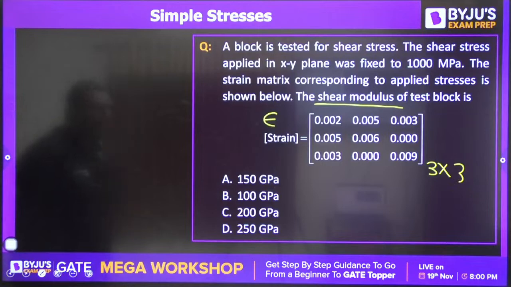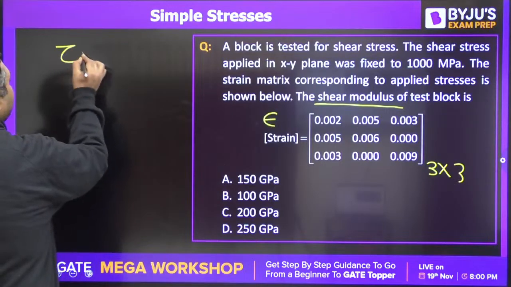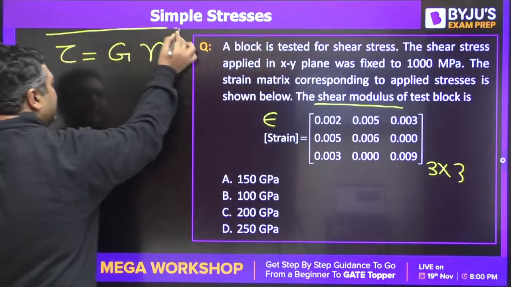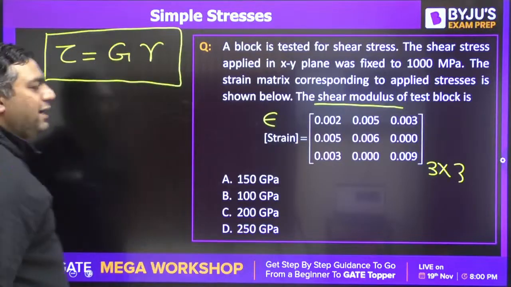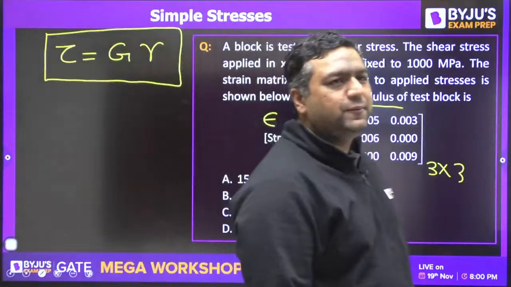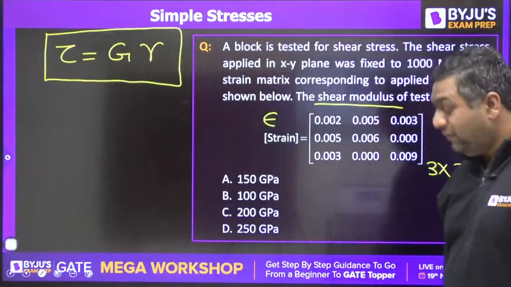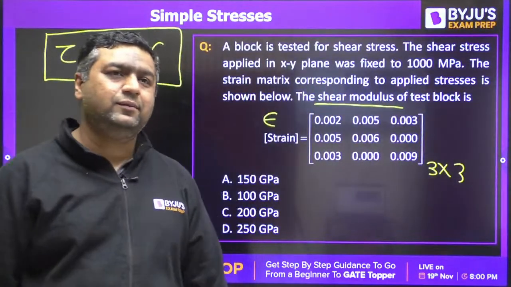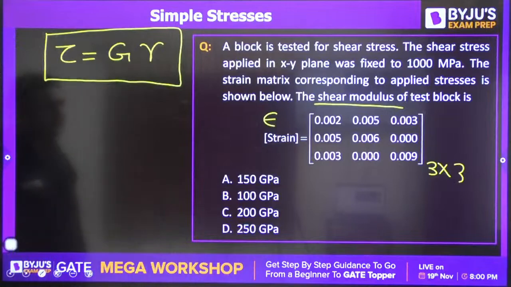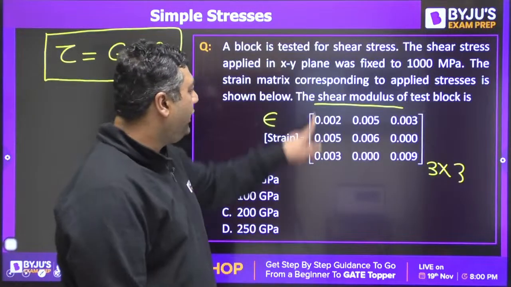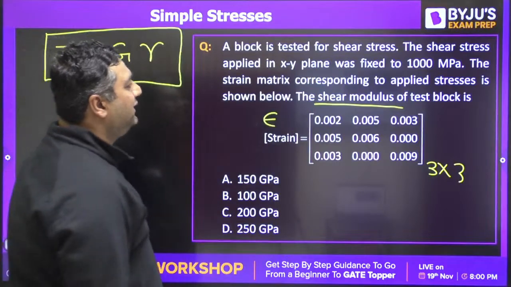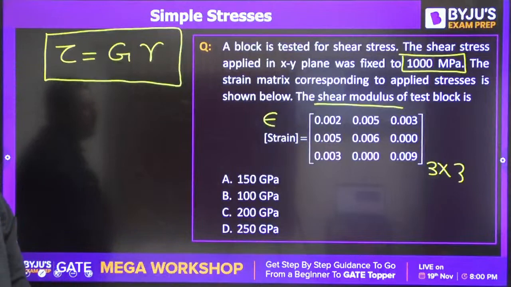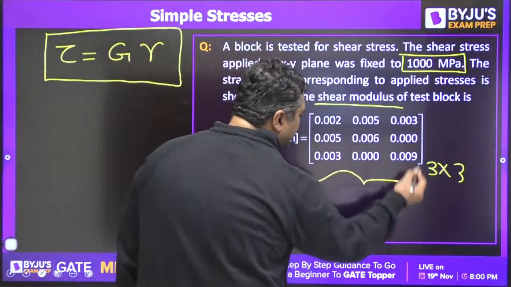Solve it. So guys, tau is given as G times gamma. You need to use this relation. Okay. Solve it. Solve it, guys. Yes. You know, here they have mentioned the shear stress. Okay, you need to find out tau and you need to take gamma from this matrix.